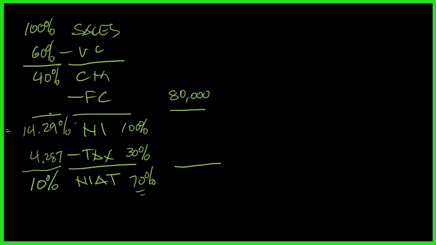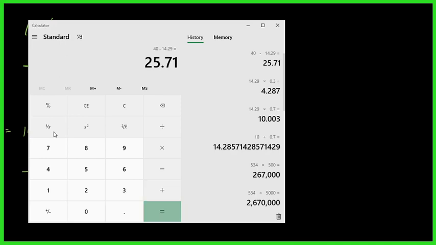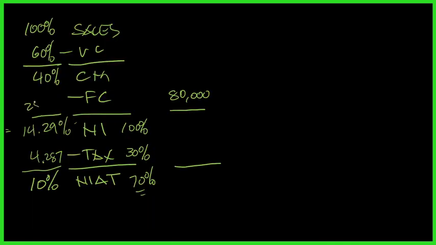So, solve na tayo dito. Now, all you have to do is to get 40 minus 14.29 equals 25.71%. So we are almost done. Your sales is equal to 80,000 divided by 25.71%.